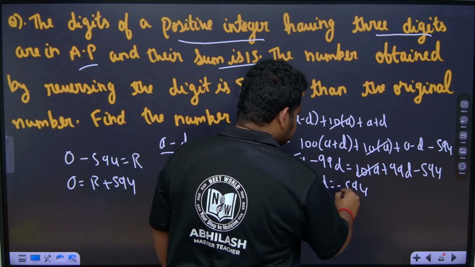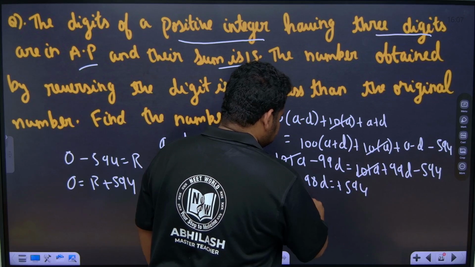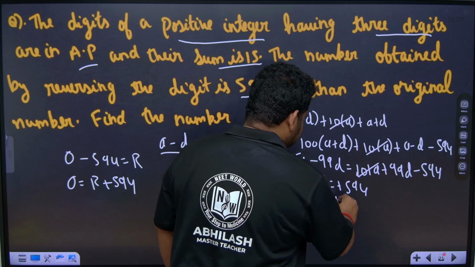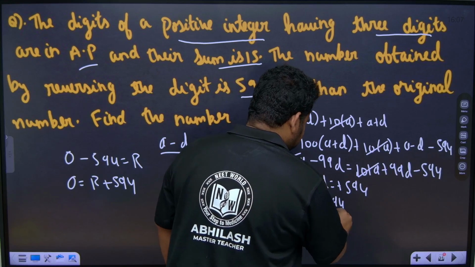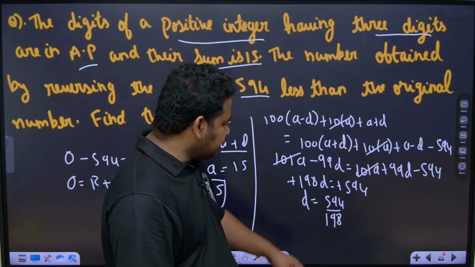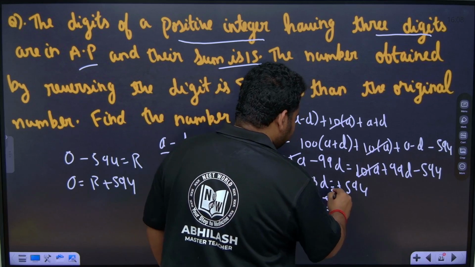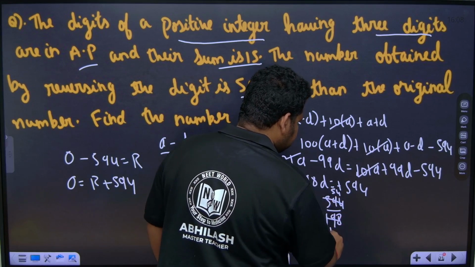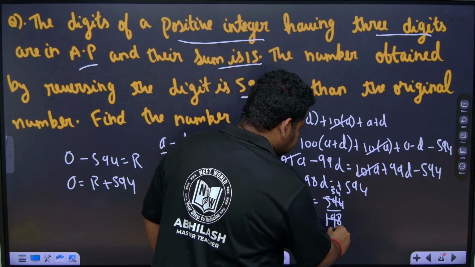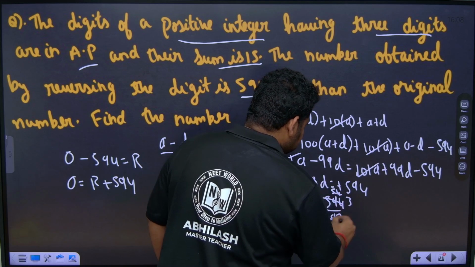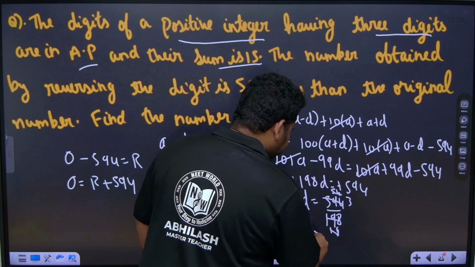Correct? Minus 594, this cancels. D is equal to what? 594 by 198. I am thinking I can divide by 11. 11 5s are 55. 11 4s are 44. 11 1s are 11. 11 8s are 88. 18 3s are 54. So I got D is equal to 3.